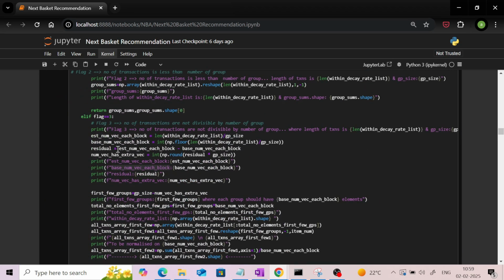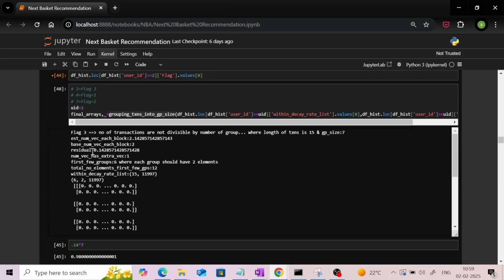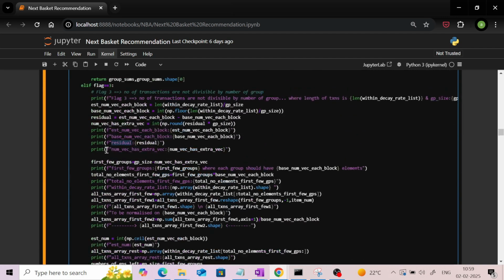Then it calculates something known as residual. Residual is the estimated number of vectors in each block, which is 2.14, minus the base number of vectors in each block, which is 2. So 0.14 is the residual, and we are printing it over here. Let's see the residual. Residual is 0.14. Now it calculates num vec has extra vec. It multiplies the residual value by the group size, so 0.14 into 7, and rounds it up to the nearest whole number.